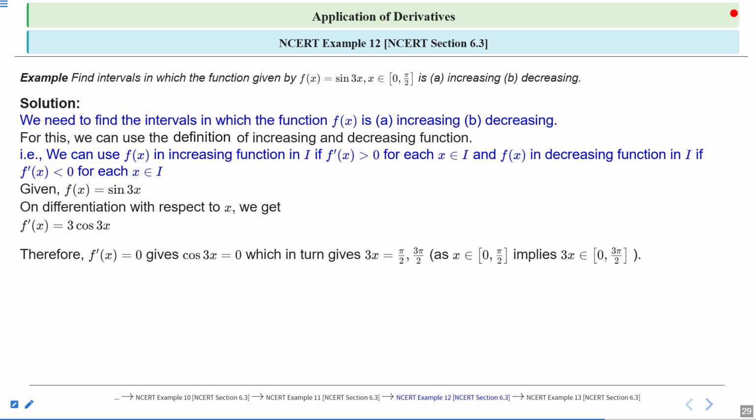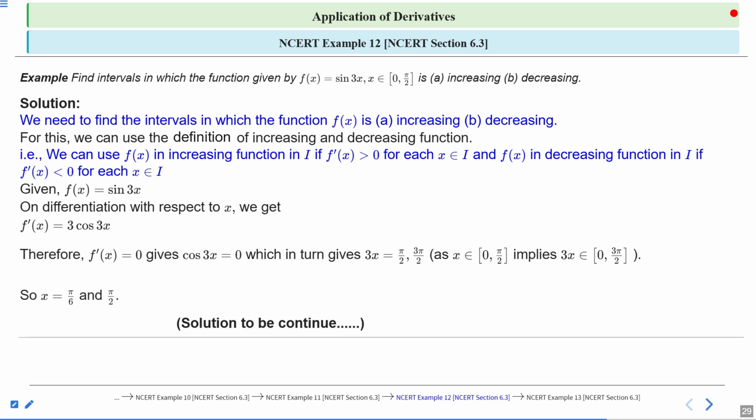Cos 3x will be 0 when 3x will be equal to pi by 2, 3 pi by 2, like that, right? Now, as x belongs to 0 to pi by 2, this implies that 3x belongs to 0 to 3 pi by 2, right? So 3x is equal to pi by 2 and 3 pi by 2, right? So x will be equal to pi by 6 and pi by 2, okay?